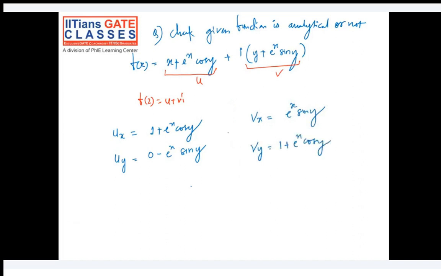So all the derivatives exist, and the first criterion is satisfied. The second criterion: check whether differentiation of u with respect to x is equal to differentiation of v with respect to y. Yes, they are the same, so this condition is satisfied. Check whether differentiation of u with respect to y is minus differentiation of v with respect to x. Yes, that is also satisfied. They are minus vx. So both conditions are satisfied. Hence, the given function is analytical.